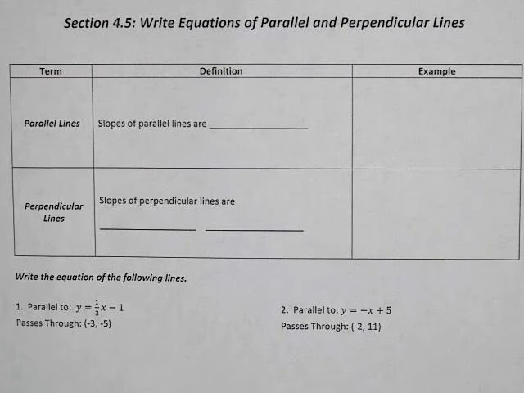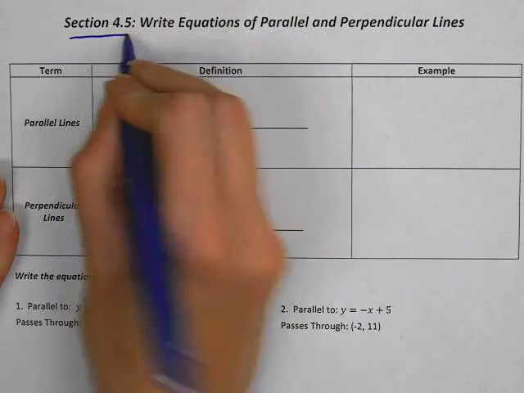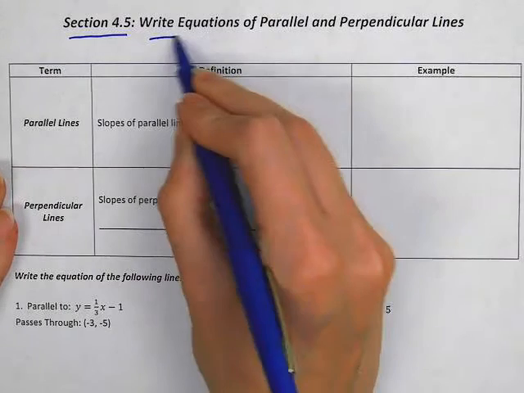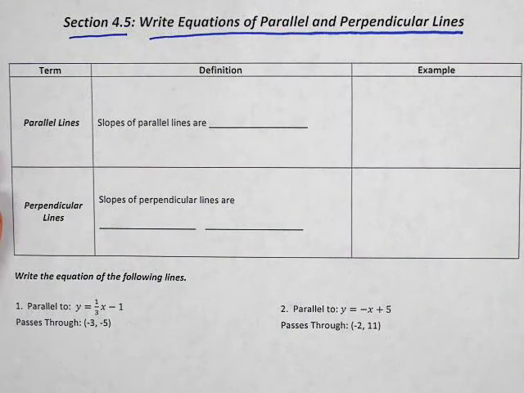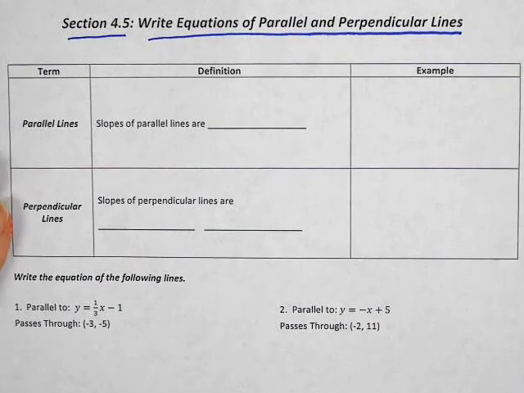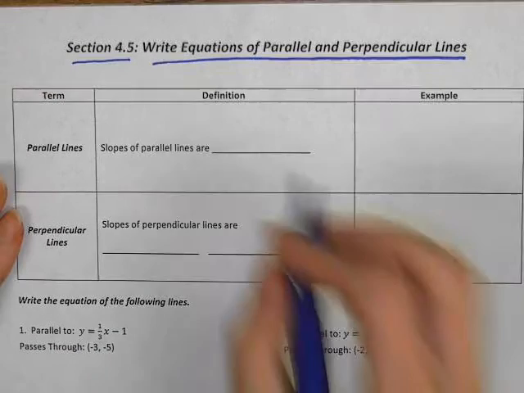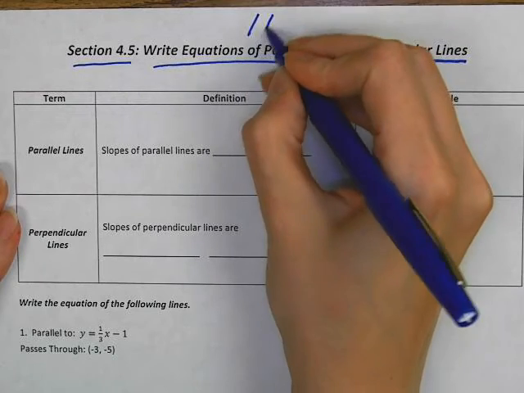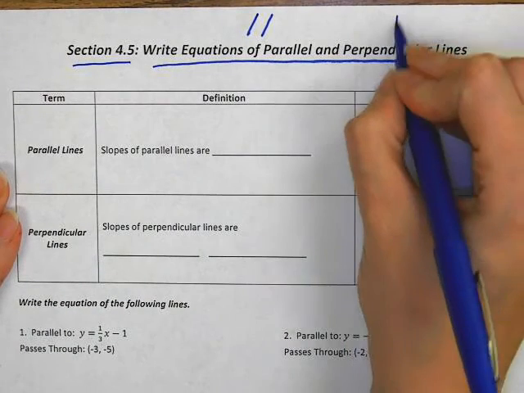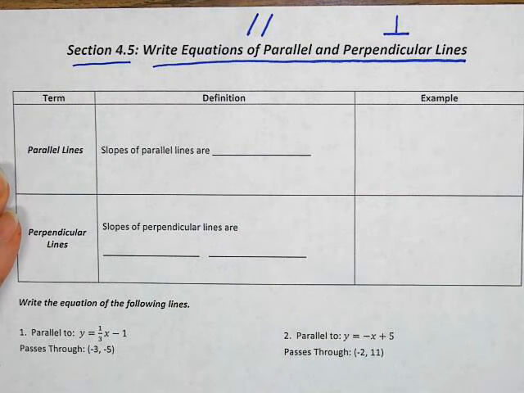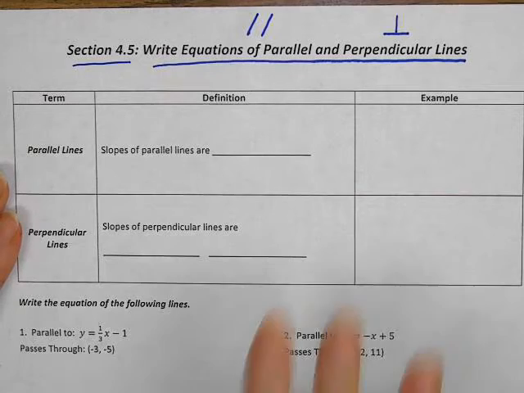Welcome to today's video on section 4.5, writing equations of parallel and perpendicular lines. Let's do a little review of these symbols. If you have two parallel lines, the symbol is that. And if you have perpendicular lines, the symbol is an upside down T. That's going to pop up more in geometry next year, but it's good to go over it now.